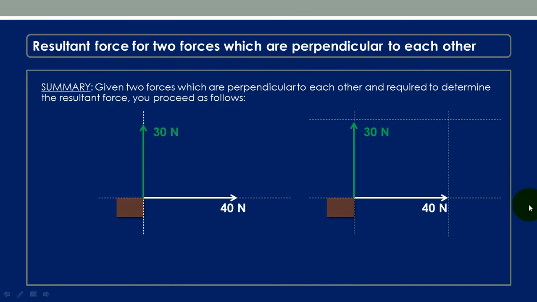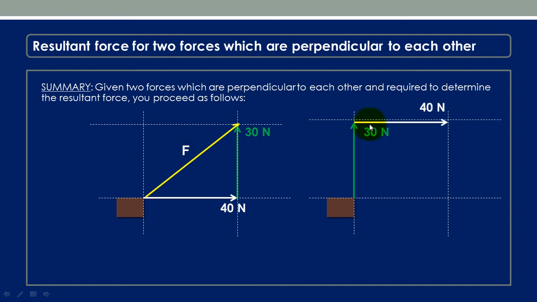Now let's draw up a summary. When you are given two forces which are perpendicular to each other, and then you are required to determine the resultant force, you proceed as follows. You complete this rectangle, slide one of the forces from this point all the way to that point, draw a line from the first tail to the last head, and you call that the resultant force. Or you can slide the second force to the head of the other force in such a way that its tail is connected to the head, and then again draw a line from the first tail to the last head, and again this is the resultant.